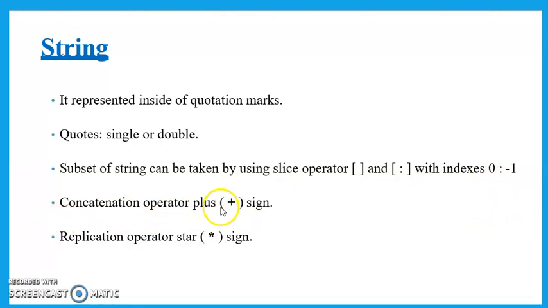The next operator is the concatenation operator. The symbol to represent the concatenation operator is the plus sign. This concatenation operator is used to concatenate 2 strings. Another important operator is star, which is the replication operator. This replication operator replicates the particular string. How many times it should be replicated should be specified in the statement, and that number of times the particular string is replicated.